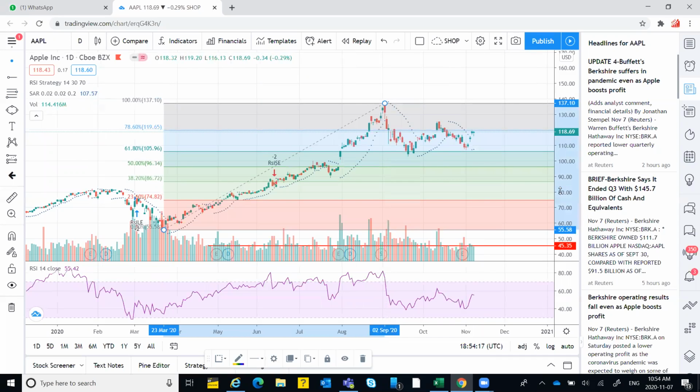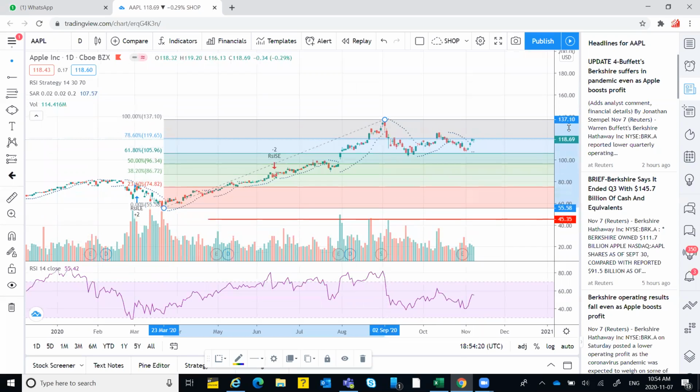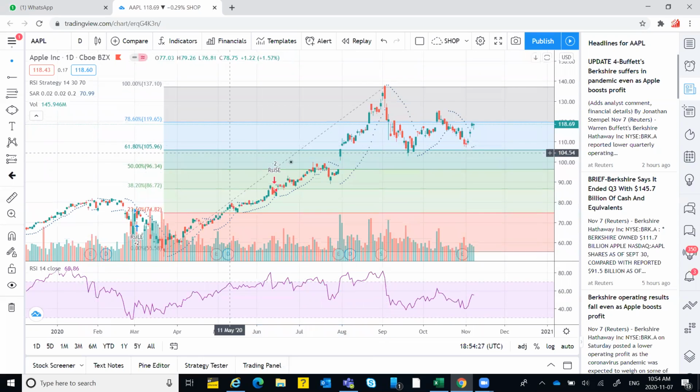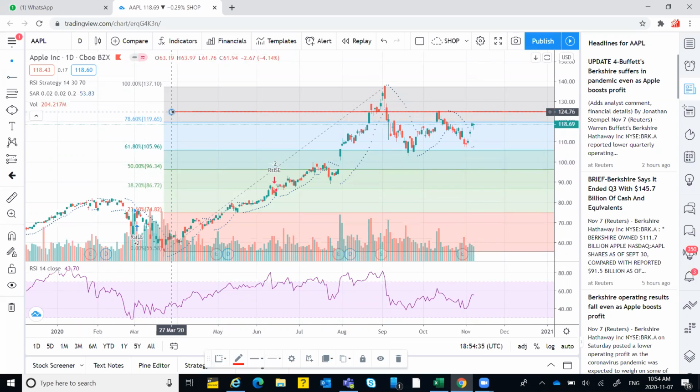Okay, from the Fibonacci point of view, this stock is currently at its resistance. Yes, we have applied it correctly. So this stock is showing a resistance level at 119. If it crosses this level, we will see the stock at 125, 126. These are the next levels.